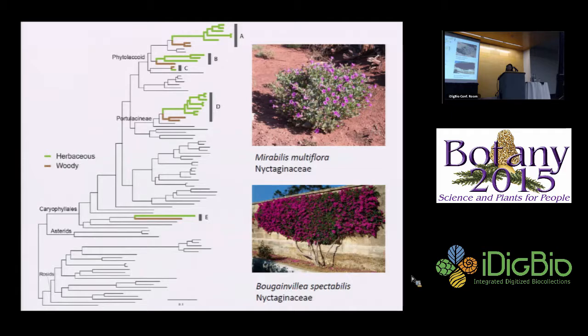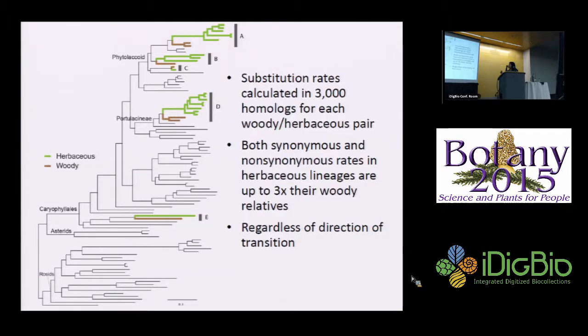So we went ahead to look at substitution rate heterogeneity, and we realized that most heterogeneity is correlated with life history changes. So we mapped 5 woody-herbaceous sister pairs, and we calculated 3,000 homologs for each of the woody-herbaceous pairs. We found that both synonymous and nonsynonymous rates in herbaceous lineages are up to 3 times those of their woody relatives, regardless of switches from woody to herbaceous or herbaceous to woody. Which means this is driven by mutation instead of selection.